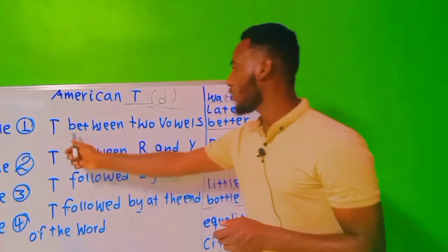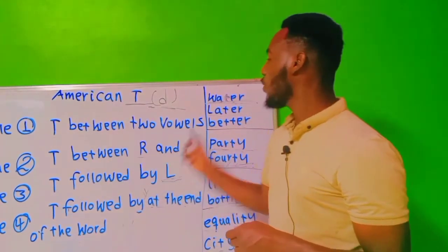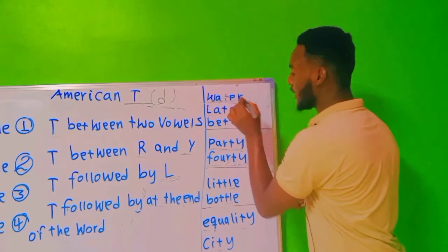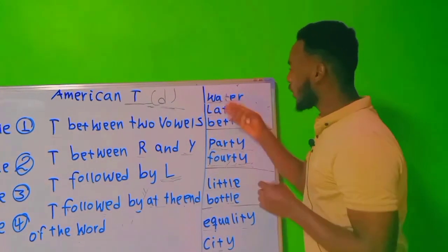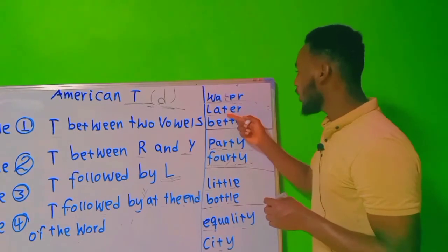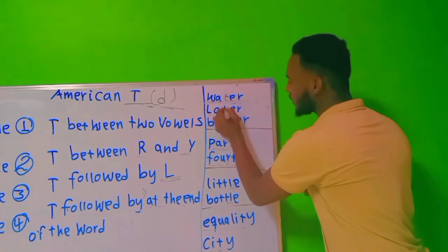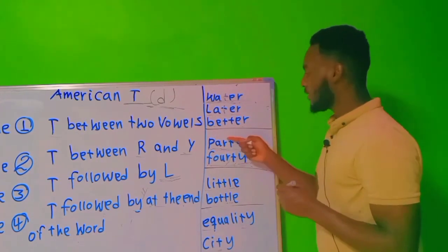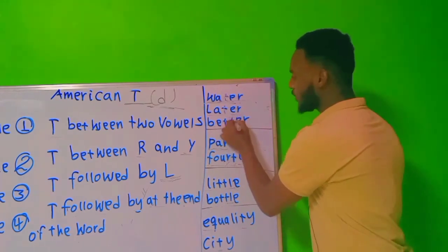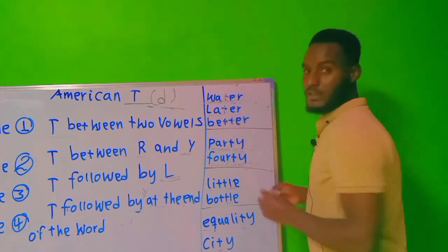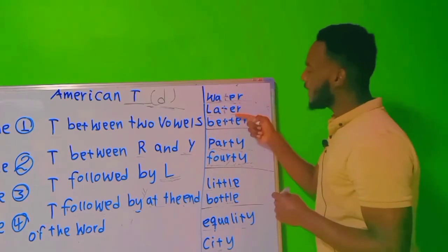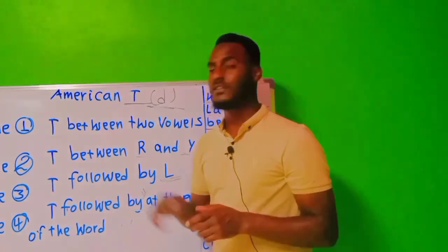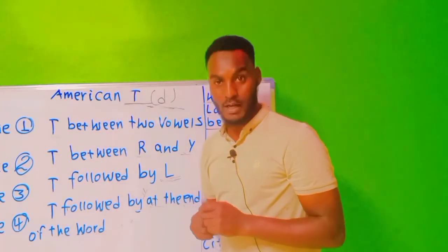So whenever you see the rule of T between two vowels, we're going to pronounce it like water. This is a vowel, this is a vowel, and this is T, right? So we pronounce it like water. Later, this is T too, between vowels. Better, water, later, better. Oh, I'll call you later. See you later. Bye. Right?